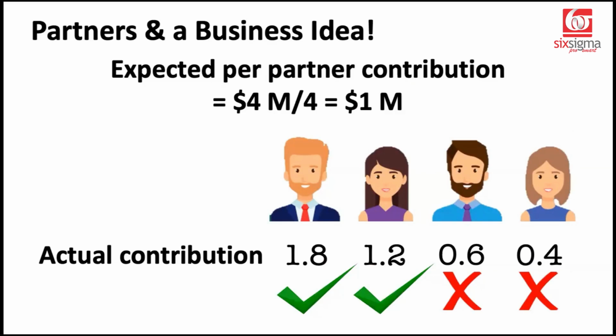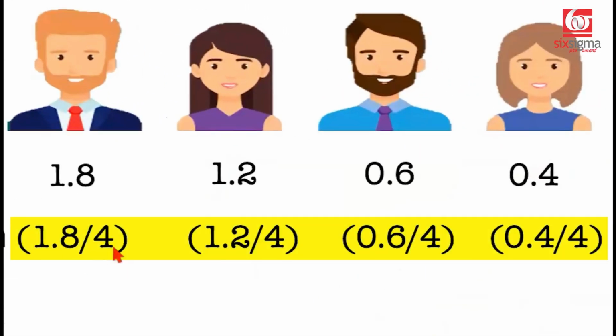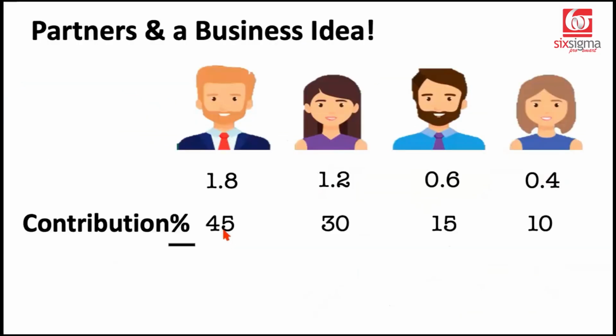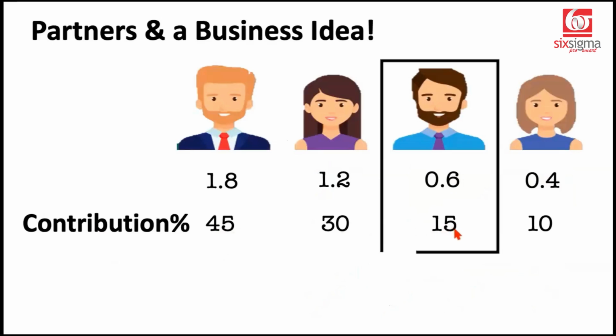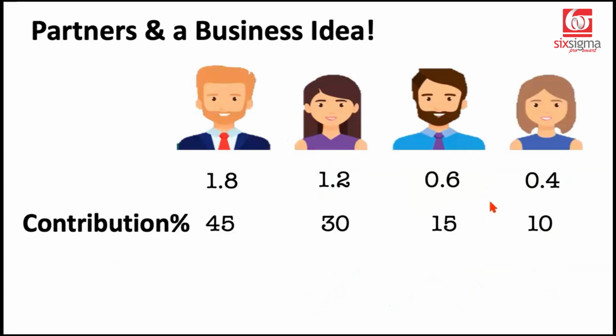So let's look at the proportion of contribution from each of these. The total contribution is 4 and we have these as the shares. So we'll divide it by the total and we'll get this number. If we convert it to percentage, this is how it would look. So the first partner has contributed 45%, the second one has contributed 30%, the third partner has contributed only 15%, and the last partner has contributed 10%. Had this all been equal, 1 million each, everybody would have contributed 25%, 1 divided by 4.